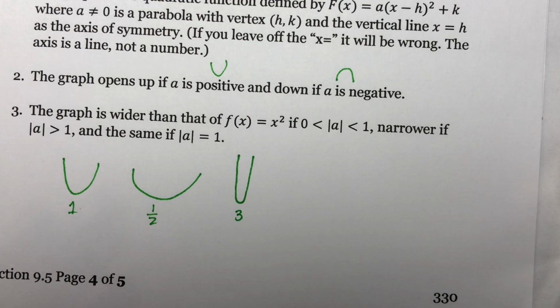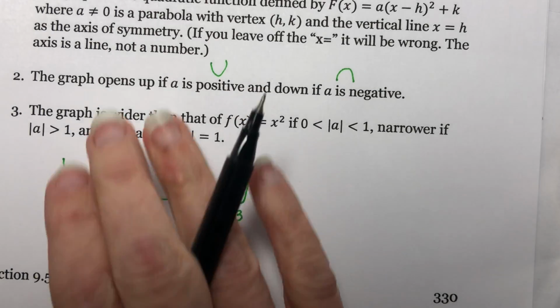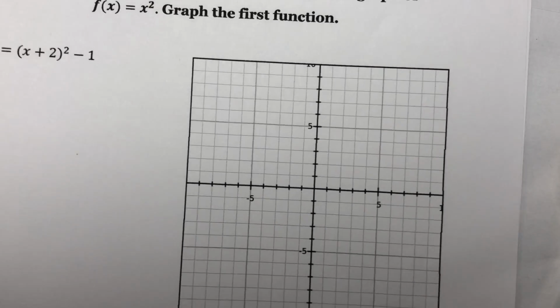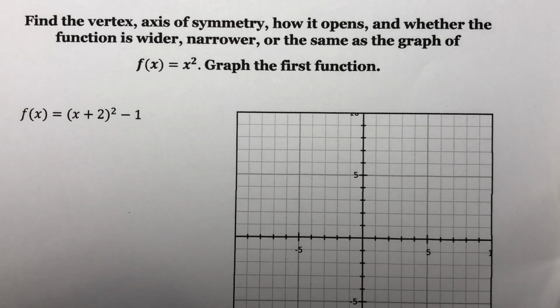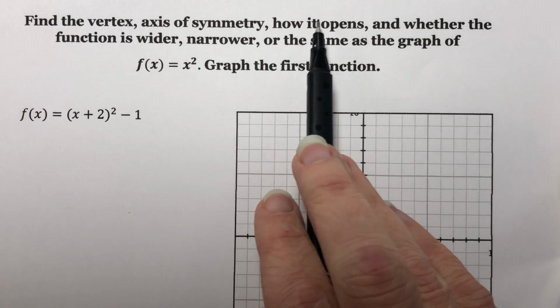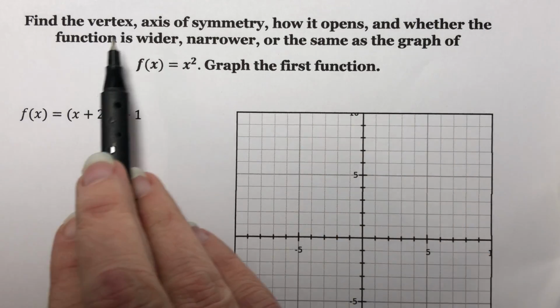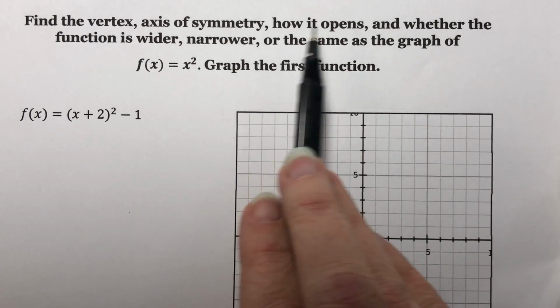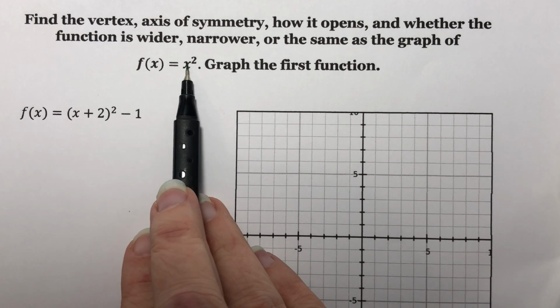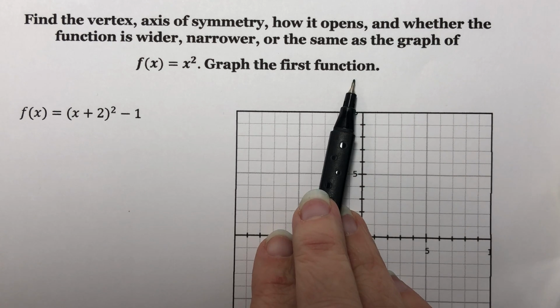Okay? What we're going to be asked to do is graph one, and then after that we're just going to talk through what we know about these graphs. So keep this in mind. This first problem, we want to find the vertex, the axis of symmetry, how it opens, and whether the function is wider, narrower, or the same as the graph of f of x equals x squared. And we're going to graph the first one.